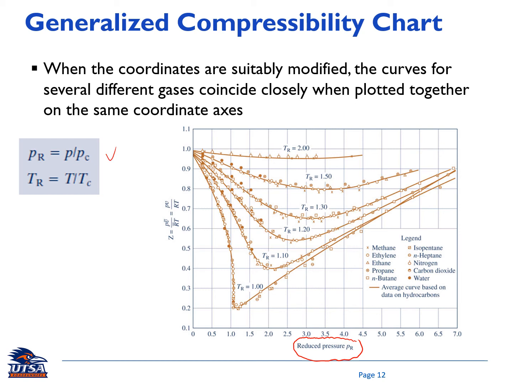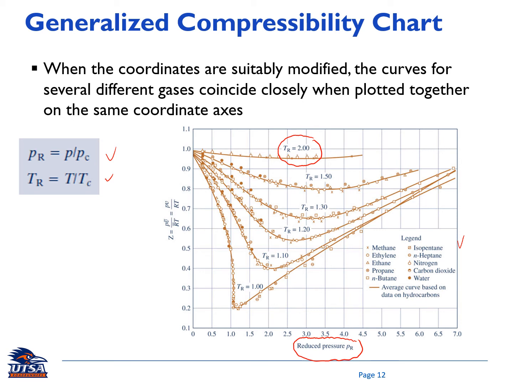is the critical pressure. Similarly, if I modify the temperature from T to Tr, this one is defined as the ratio of T over Tc, the critical temperature. Then I have this generalized compressibility chart for different substances. So for different substances, I have a general chart here.